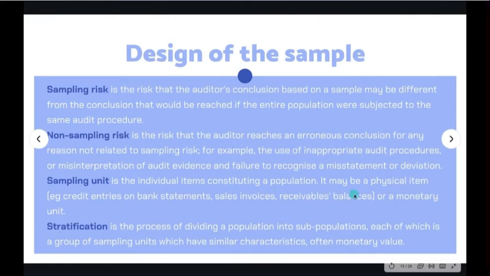Sampling unit means the individual items constituting a population. It may be a physical item or a monetary unit. And stratification is the process of dividing a population into subpopulations, each of which is a group of sampling units which have similar characteristics, often monetary value.